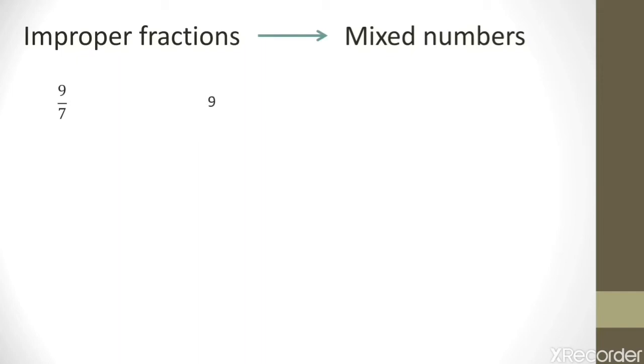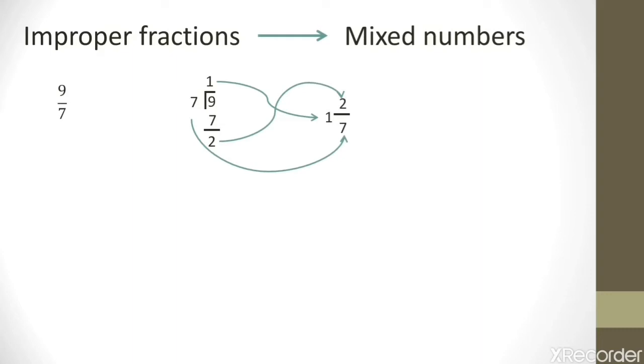The thing is, we have to divide 9 by 7. When you divide 9 by 7, the answer will be 1. Then 1 times 7 is 7, then you have to subtract 9 minus 7, it will be 2. So this 1 is the whole number of the mixed number. Then 7 is the denominator. Denominator does not change. Then 2 is the numerator. That is how to convert improper fractions to mixed numbers.